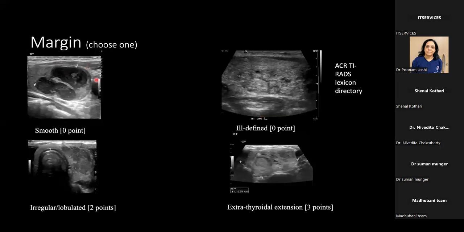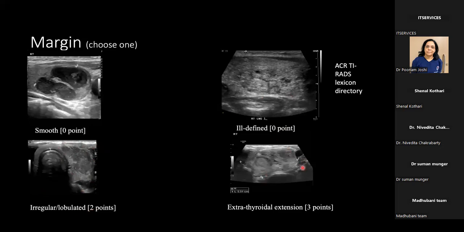The margin here is smooth. Okay. And over here you can see ill-defined margin. You are not able to understand what the margin is, where the boundaries are. And if you remember in the previous composition part, we've told if the margin cannot be deciphered, then we have to undercall it and give a 0 point. Here you see there are lobulations. This is the nodule. There are lobulations. So it is a lobulated nodule. So you have to assign 2 points.